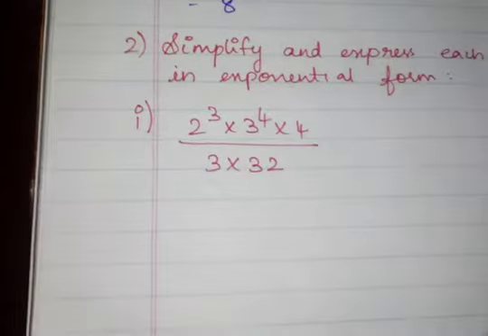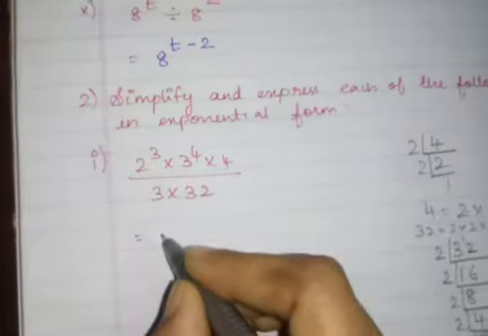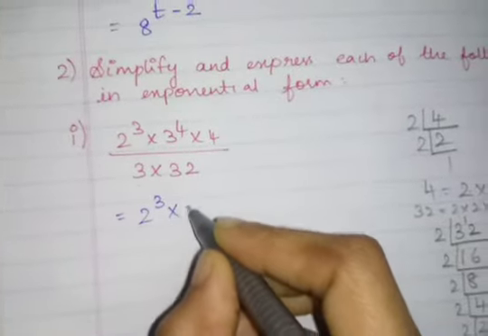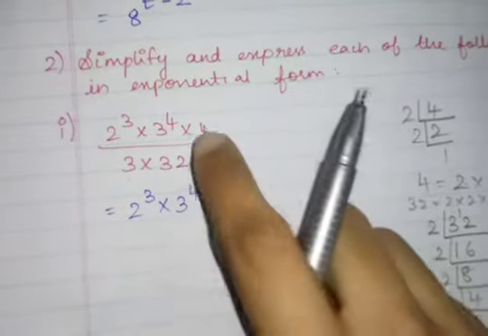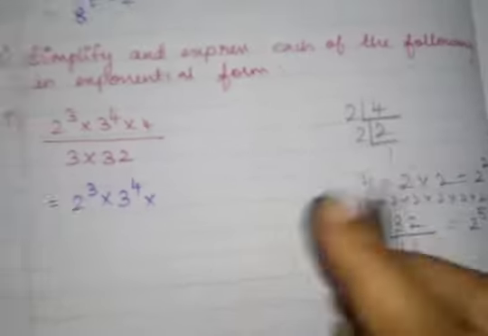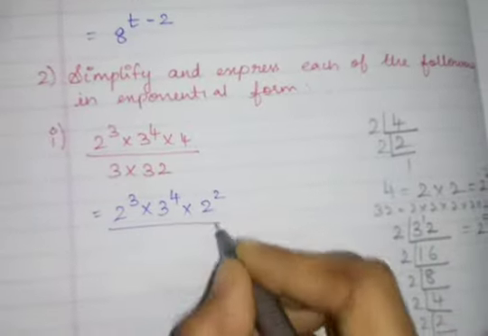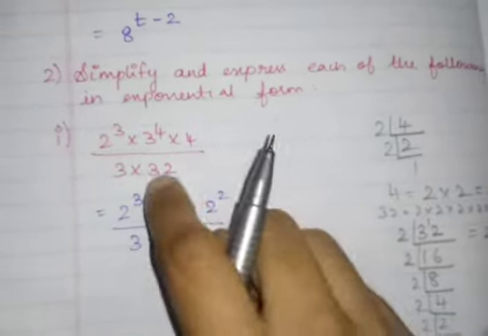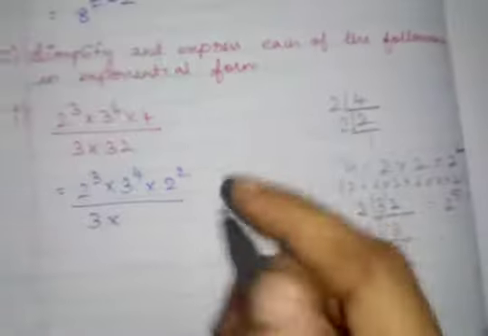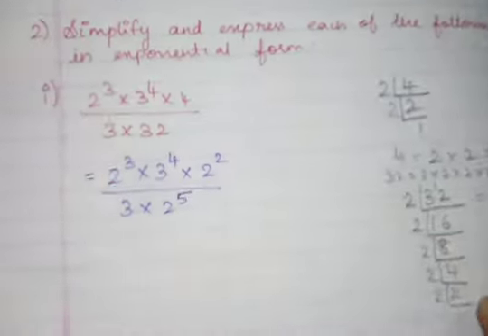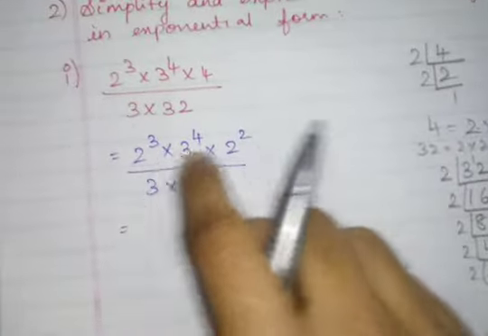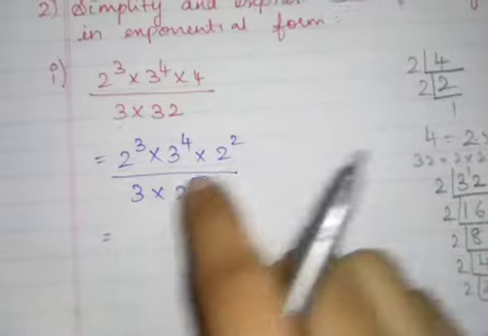So, shall I convert this here? 2 cube as such into 3 power 4 as such. 4 can be written as 2 square, divided by 3 into 32, which is 2 power 5. Yes? Now, what are you doing now? It is all multiplication, so do it first.